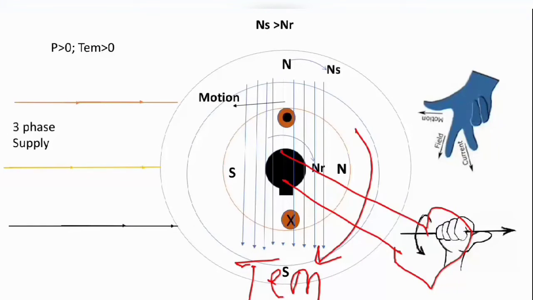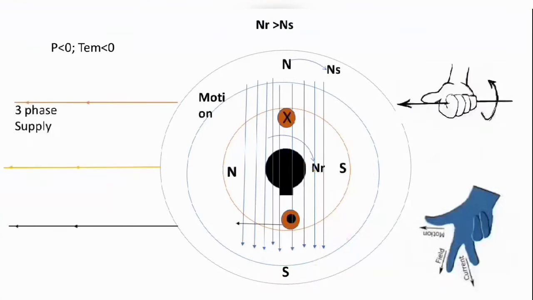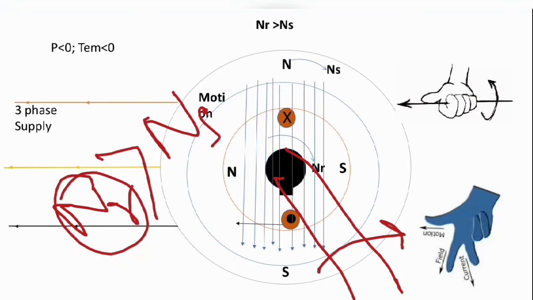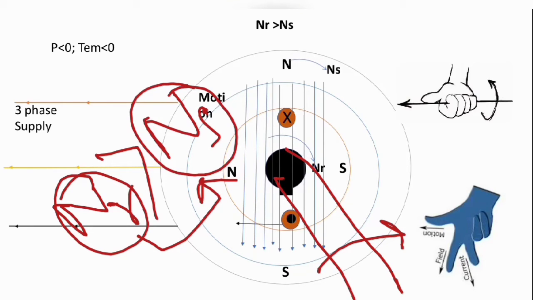Okay, so the next one is, now we are going towards the generation portion. When the rotor is rotating from NR to NR speed, if we connect the prime mover here and rotate this rotor at NR greater than NS, that means if we increase the rotor speed and it reaches greater than the synchronous speed.